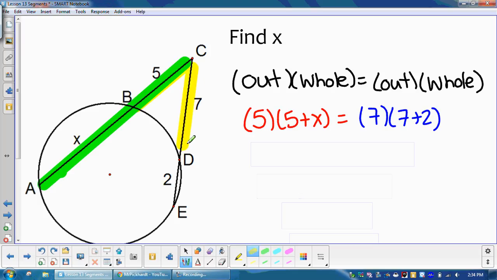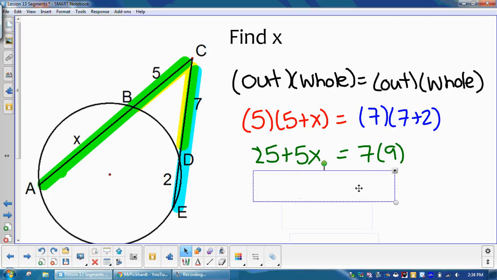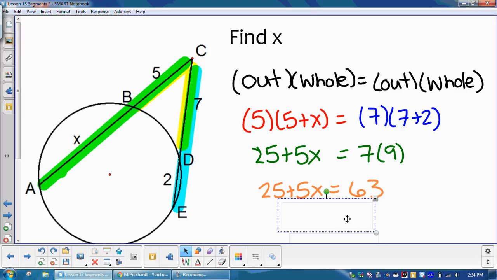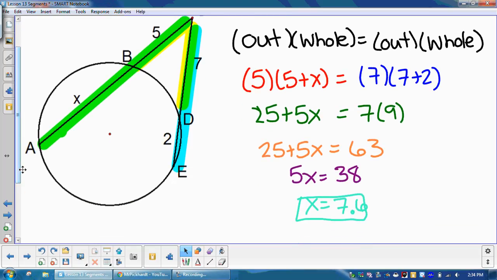The outside piece over here is 7. The whole thing is 7 plus 2. I wrote that out here. You could have just written 9. So I'll distribute the red, 5 times 5 and 5 times x. Simplify the right side. And now I can solve for the length of x, which is 7.6. So it's important to know that when you get the whole thing, you have to add the outside piece and the inside piece. You add them. The addition is very important here.